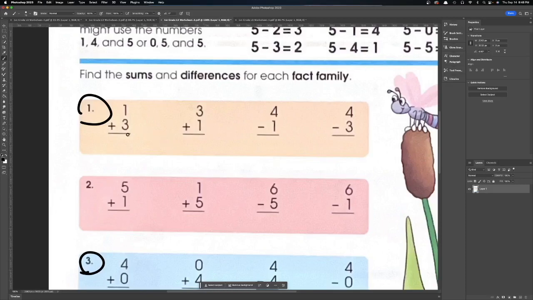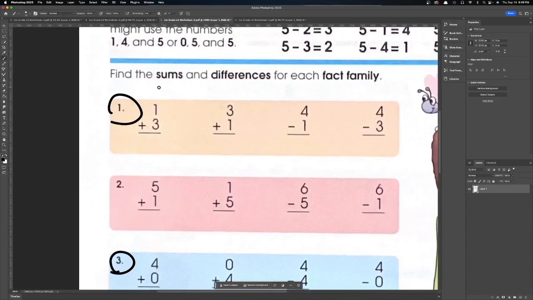Now let's try number 1. First it says find the sums and differences for each fact family. So 1 plus 3. To make this easier, we can just switch it around. 1 plus 3 is the same thing as 3 plus 1. So we can just count 1, 2, 3, 4. We start on 3 and then move to the right 1, which gives us the answer 4. Now, we just did 3 plus 1 over here, but this just has a reverse order of the numbers. So this is also 4.